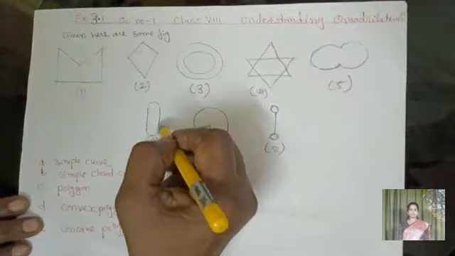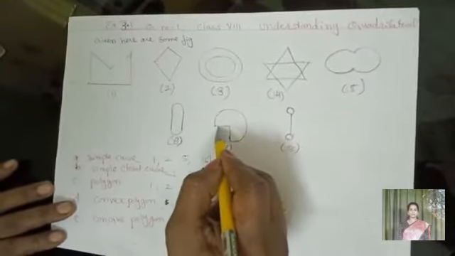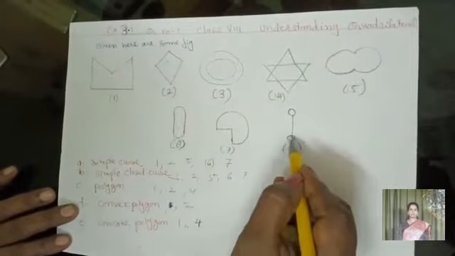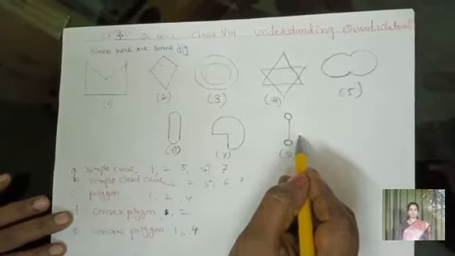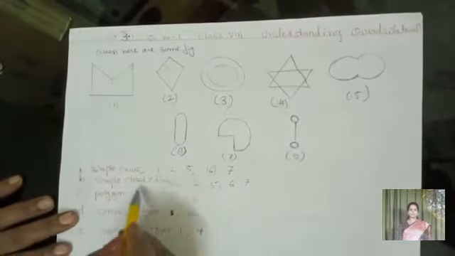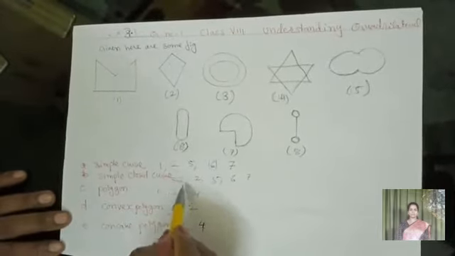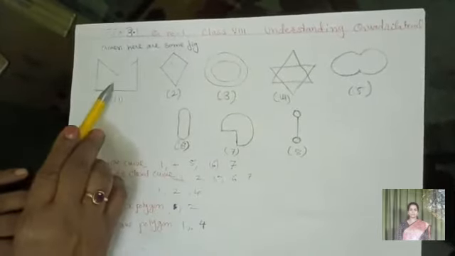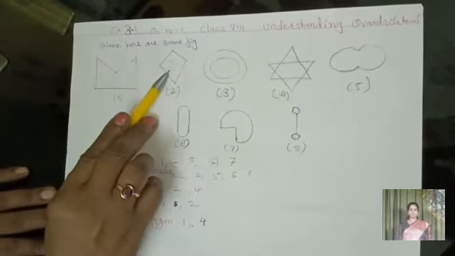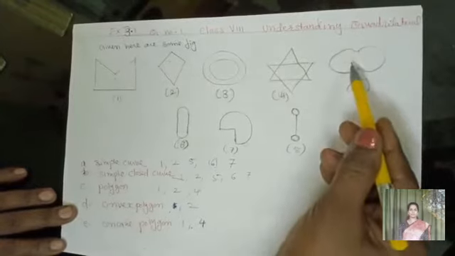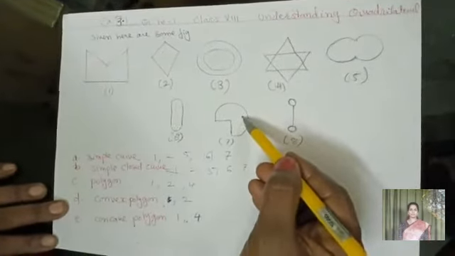Sixth also we can draw without lifting the pencil. Seventh also we can draw, but not the eighth. Eighth, if we draw this way, we have to lift, then we have to join, so it is not a simple curve. Then simple closed curve. You have to see among these simple curves which are the closed curves. This is simple, but this is closed. First one is closed. Second one is closed. Fifth one is closed. Sixth one is closed, and seventh is also closed.